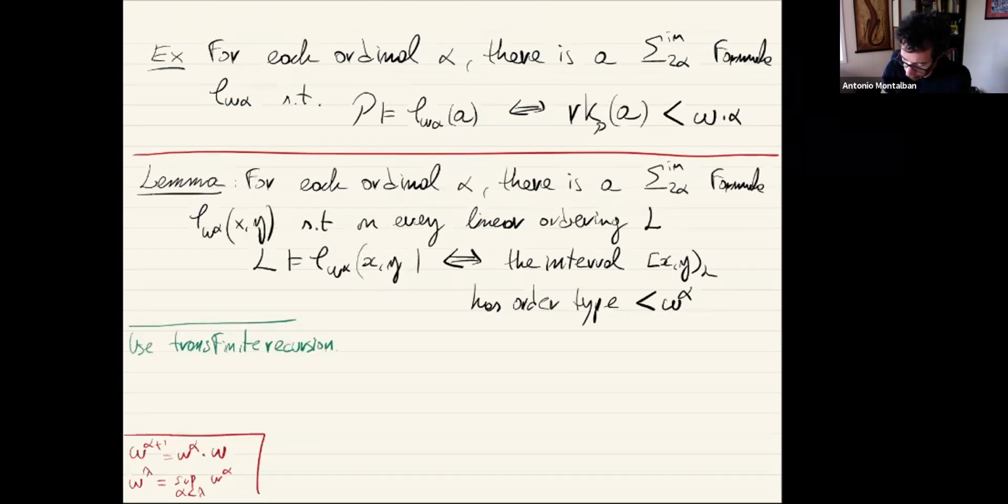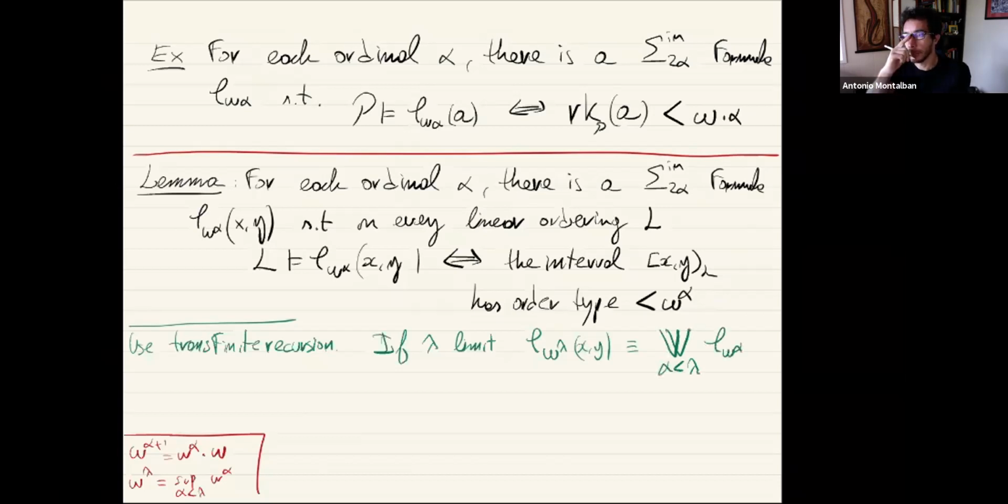So there are two cases. If lambda is a limit, then phi omega to the lambda of x comma y is the same as follows. If lambda is a limit, being strictly below omega to the lambda is the same as being below omega to the alpha for some previous alpha. So that is the same thing as the disjunction, for alpha below lambda, of phi sub omega to the alpha.